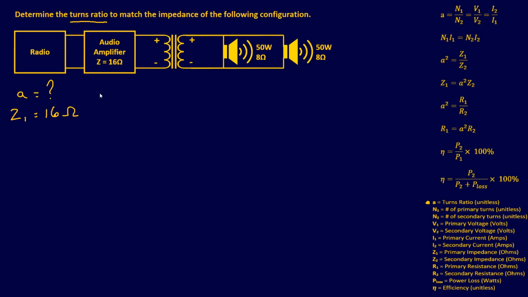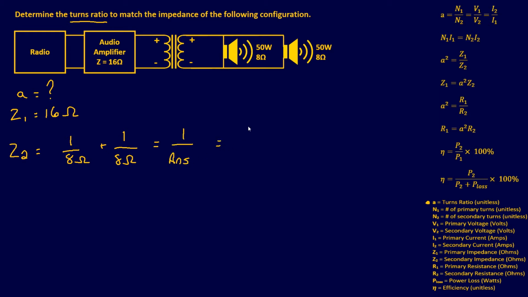Now here's where the tricky part comes in. On the secondary side, on our load, we have two speakers with an 8 ohm impedance each. That doesn't mean the load is 8 ohms, because they're in parallel. We'd have to actually turn this into a single component or single impedance. So since they're in parallel, we'll go ahead and revert back to our fundamentals. Z of 2 equals, and we'll do the first speaker, which is 1 over 8 ohms, plus 1 over 8 ohms for the second speaker. And that's going to give you 1 over your answer.